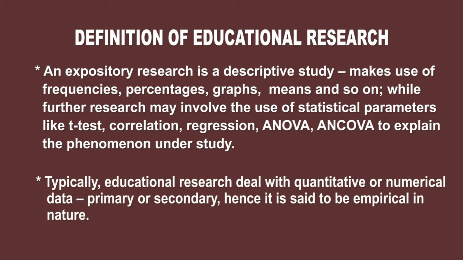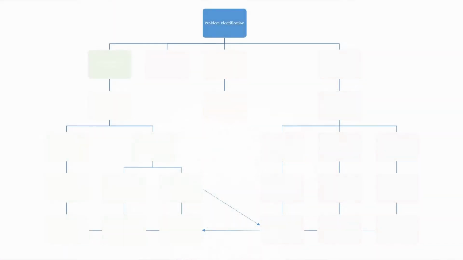Typically, educational research deals with quantitative and numerical data, and this data could be primary or secondary. Hence, educational research is said to be empirical in nature. The scientific approach of educational research is summarized in the next chart that you'll be looking at. The chart presents the identification of the problem, where you have it spread out into the delimitation of the variables. Then you have the scope of the study.